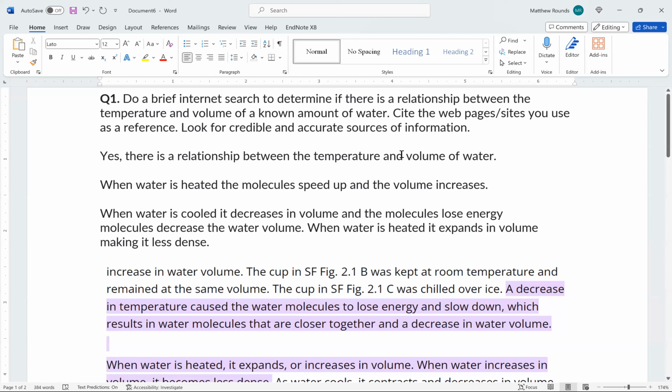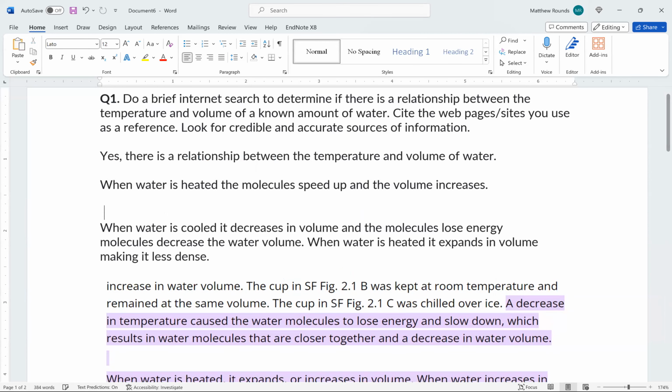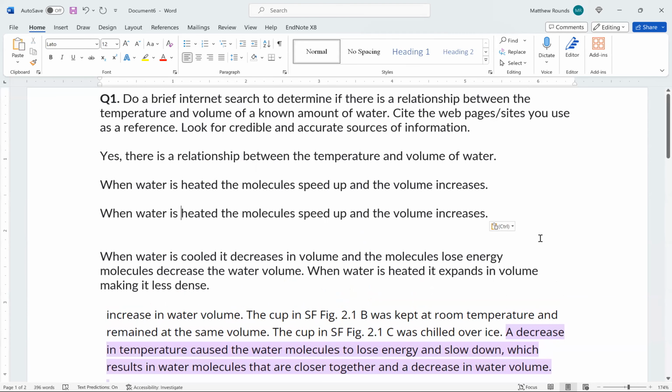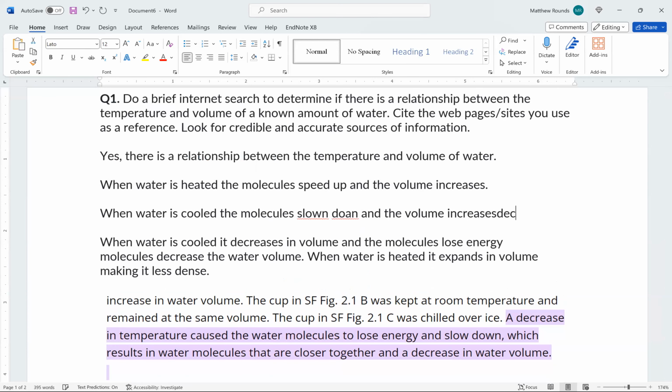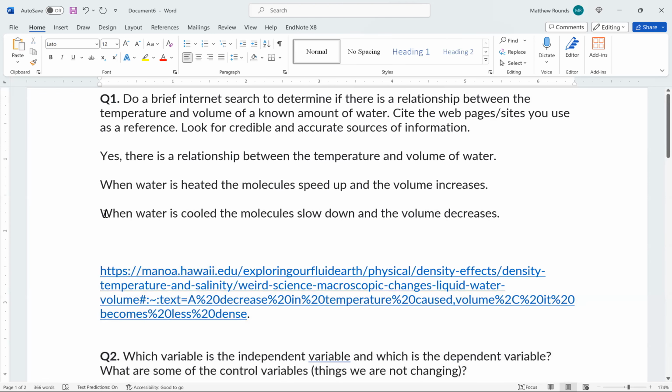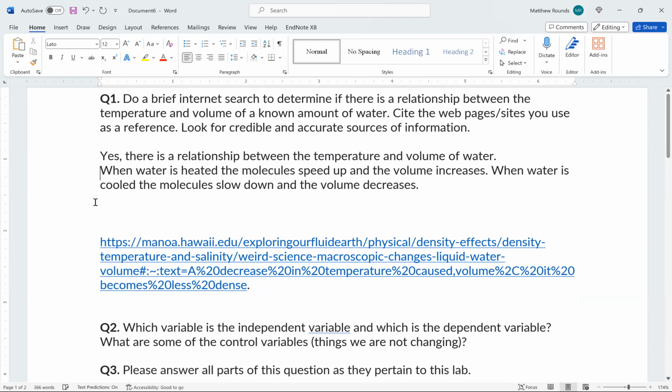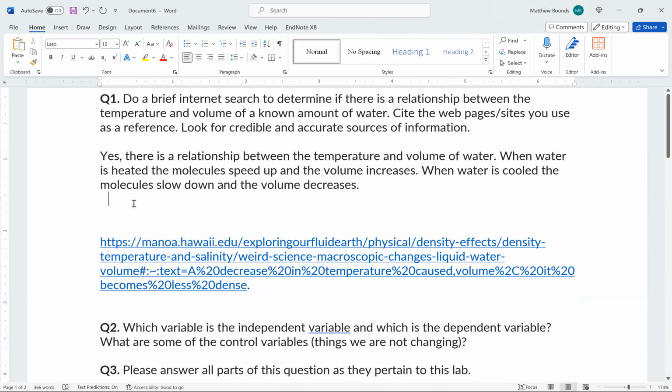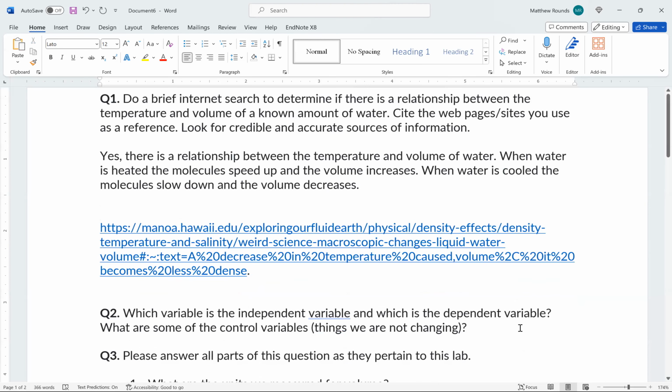Yeah. Okay, so we can rewrite this where we just switch the words. When water is cooled, the molecules slow down and the volume decreases. If you're wondering why all the mistakes, I don't normally type when my computer's in this setup, at an odd angle. All right, there we go. And then we can get rid of this. All right. Are you satisfied with what's here? Yeah, I'm satisfied.